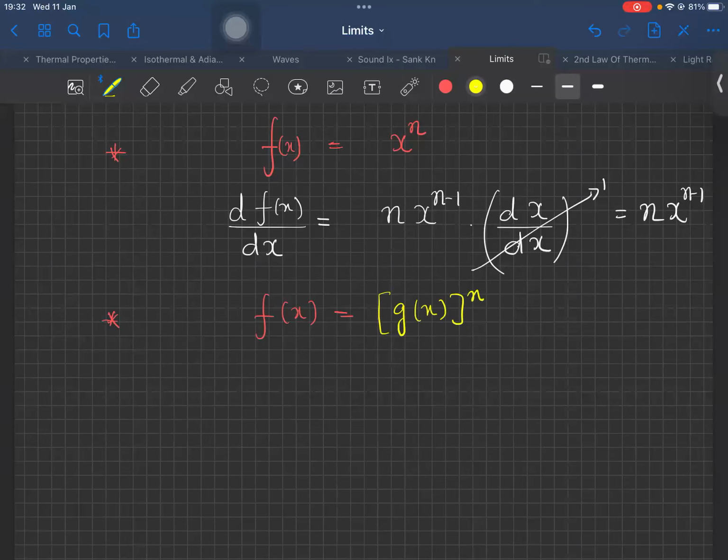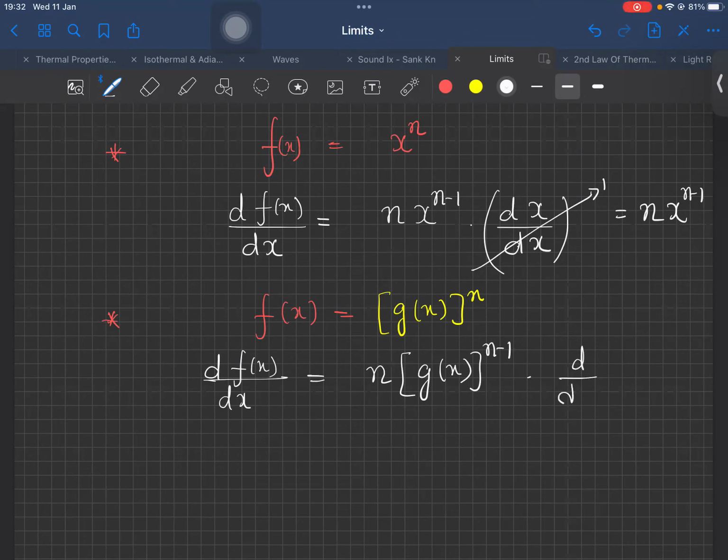Okay, then how do we solve it? We will write df of x upon dx will be equal to n times g of x to the power of n minus 1 multiplied by the differentiation of g, d upon dx of g of x. Understood? See, this is really important.